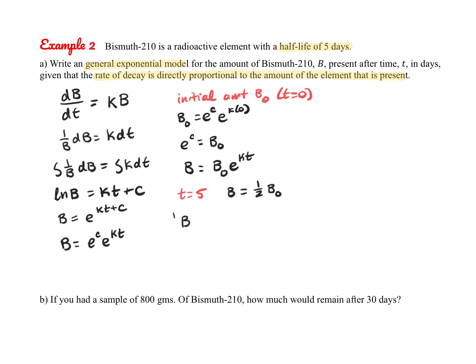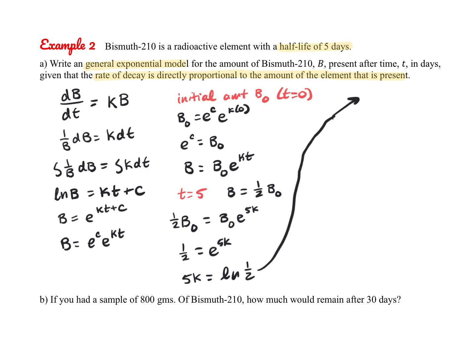So I'm going to replace B with 1/2 B naught, and then B naught times e to the power of 5k. I replace t with 5. And then from here, we'll just start solving. So I'll divide both sides by that initial amount, B naught. And then I could rewrite in logarithmic form. I'll go back up to the top here. So k is going to be 1/5 natural log of 1/2. So now I can substitute that back in.